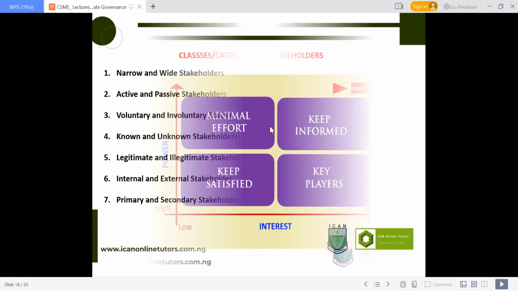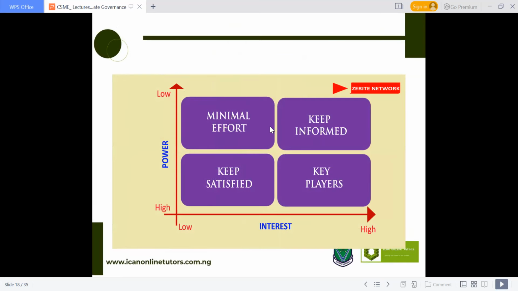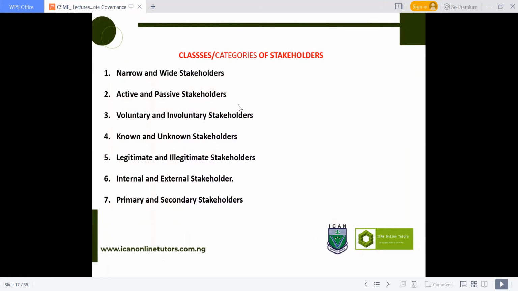Don't forget them. We have what? We have narrow. Say something on that. Hello? Yes, I'm with you, please. Can you say something on that voluntary stakeholder and then non-voluntary? Okay, no problem. All right, no problem. I will explain that again. Thanks.